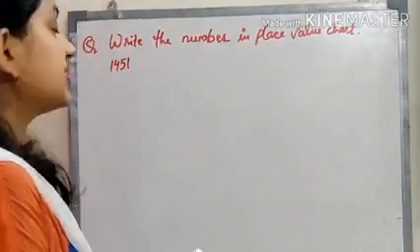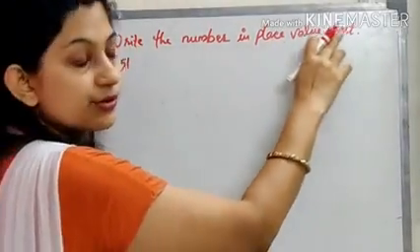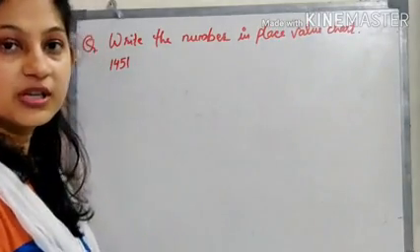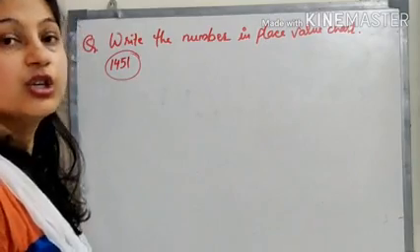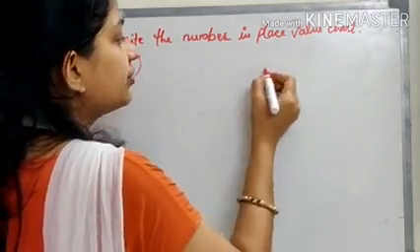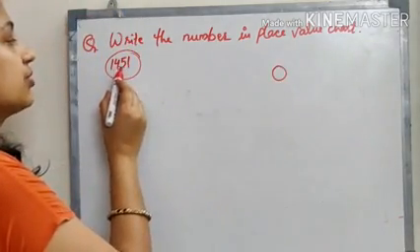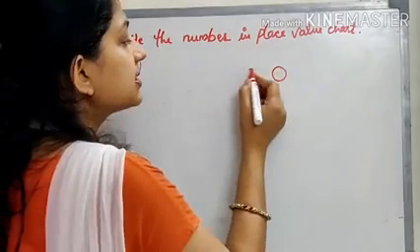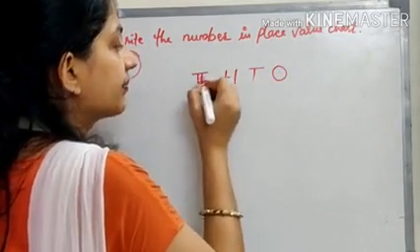Okay students, let us solve a few questions here in the chapter Numbers. The first question which we are going to discuss is: write the number in a place value chart. That means if the question comes, how are you going to write this particular number in a place value chart? For that you have to make a place value chart. For making a place value chart, we always start from ones. Since it is a 4-digit number, 1, 2, 3, 4, so ones, tens, 100 and 1000.